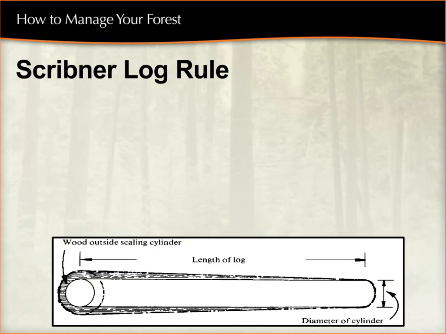First, let's talk about logs that are used to make lumber and plywood. Normally we call these saw logs. Saw logs are usually measured using the Scribner log rule. Now, the Scribner log rule was developed back in the 1800s, and it can be thought of as an indicator of how much finished product is going to come out of each log.